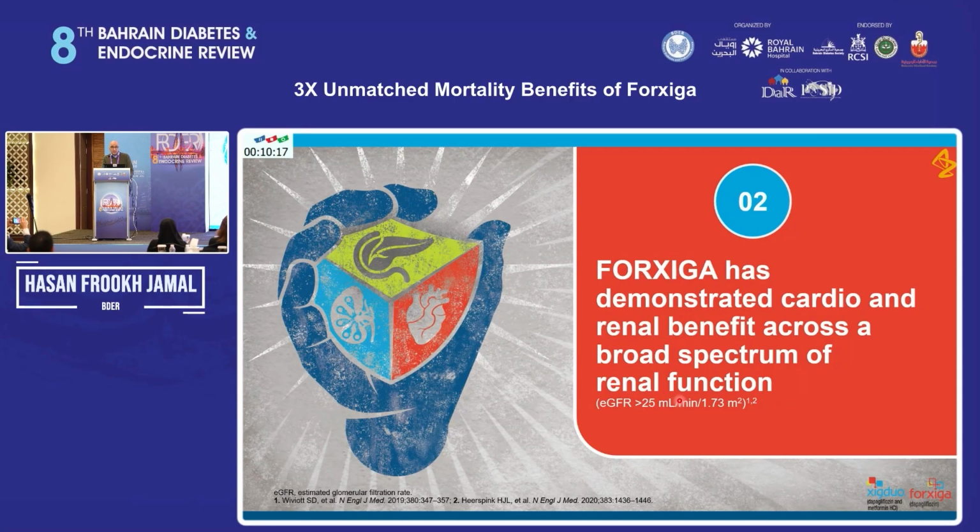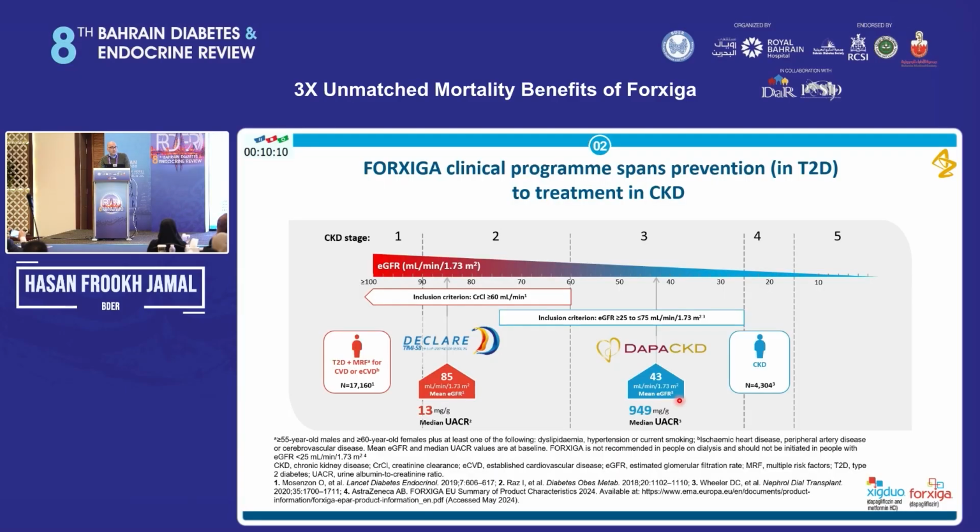So Forxiga has demonstrated cardiorenal benefit across a broad spectrum of renal function, and we have two main studies. One is the DECLARE-TIMI study, and the other is the DAPA-CKD study. DECLARE-TIMI was mainly conducted on type 2 diabetic patients, while DAPA-CKD was conducted on both non-diabetic patients as well as type 2 diabetic patients. DECLARE-TIMI mainly involved patients with more or less normal kidney function, with an average estimated GFR of about 85 ml per minute, whereas DAPA-CKD mainly involved patients with GFR below 60, with an average of 43 ml per minute.